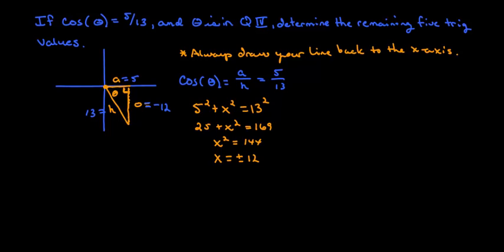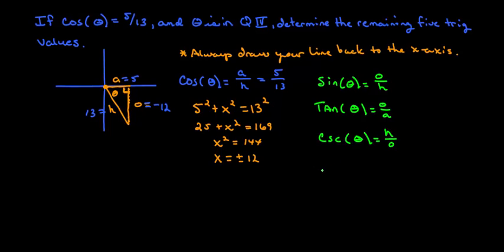Now I can get the rest of the trig values. So let's write them over here. So sine of theta is equal to opposite over hypotenuse. So this is just by definition. Tangent is opposite over adjacent. Cosecant is equal to the hypotenuse over the opposite. Secant is equal to the hypotenuse over the adjacent. And cotangent is equal to the adjacent over the opposite.